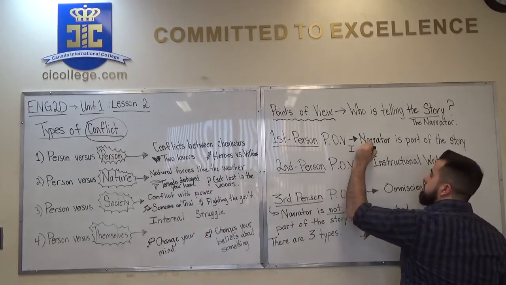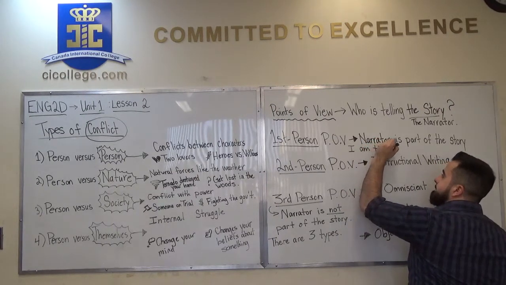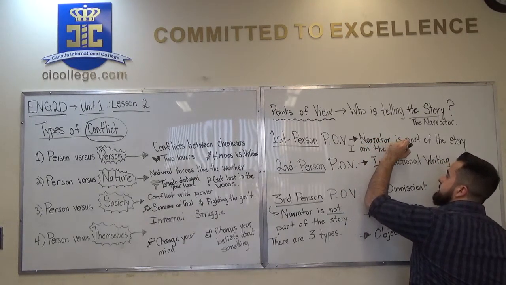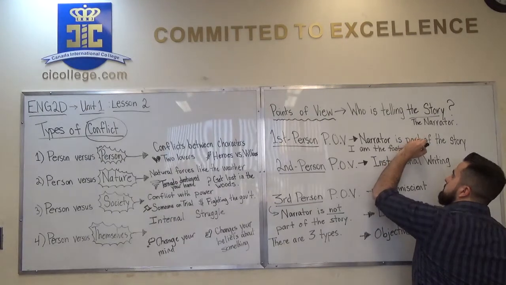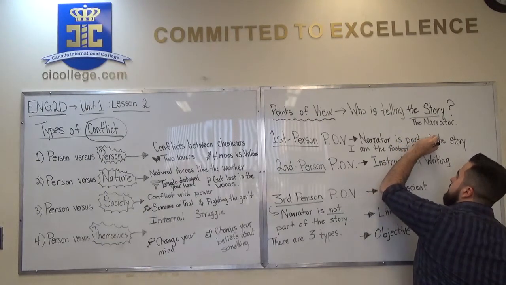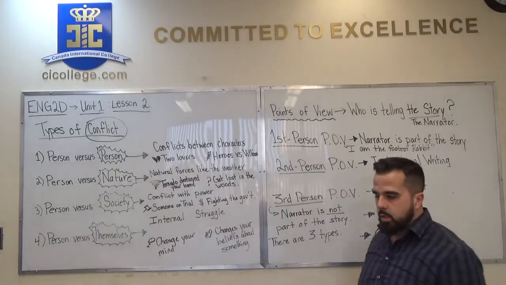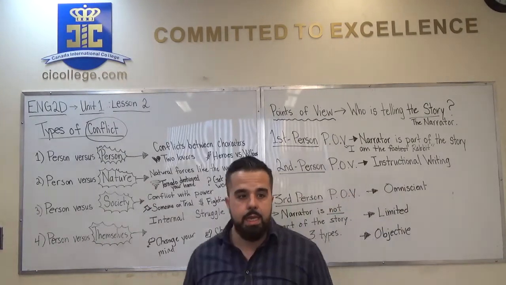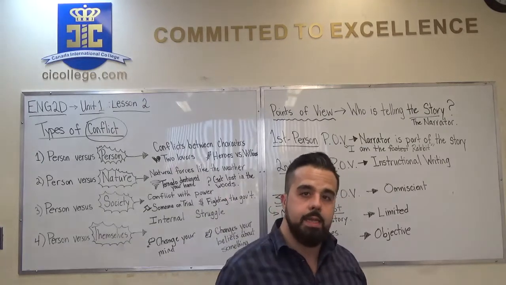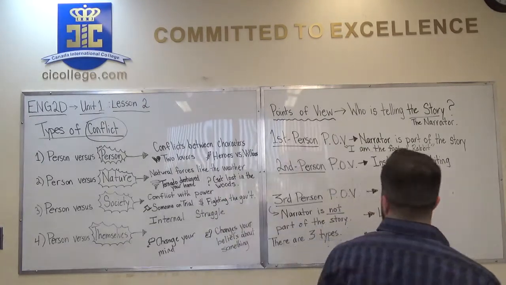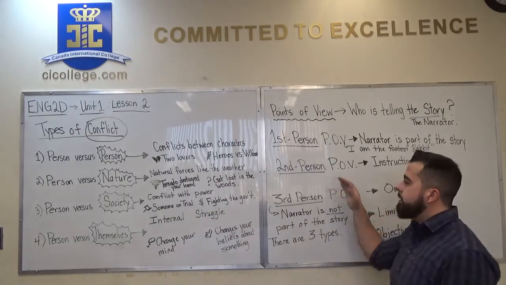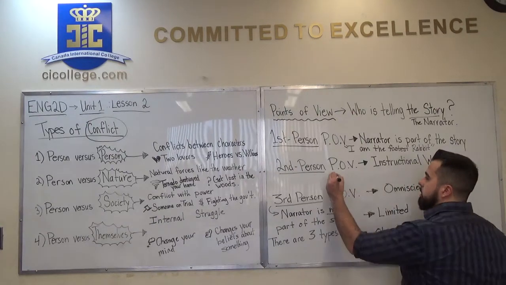"I am the fastest rabbit" would be an example of a first-person point of view story. The story is told through the perspective of the main character, their thoughts and their feelings. The second one would be second-person point of view, and you often see words like you.